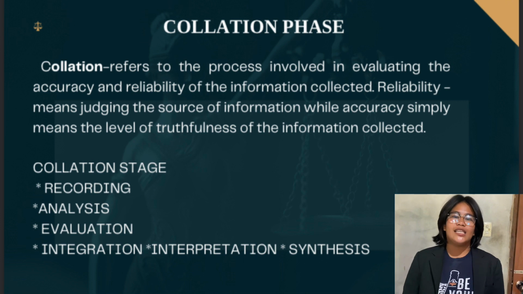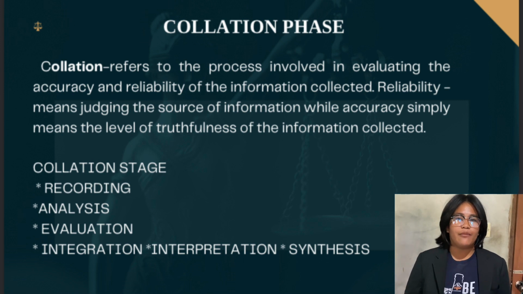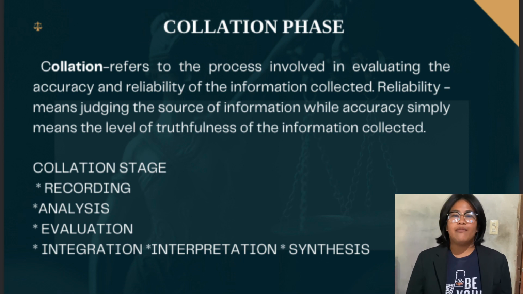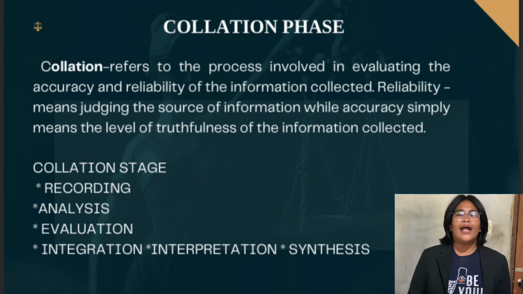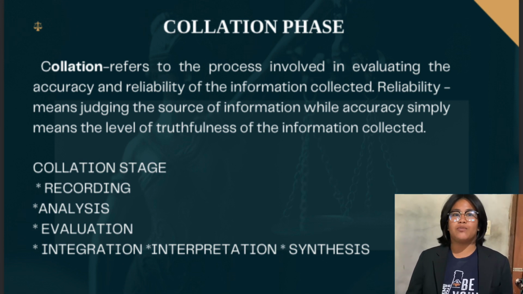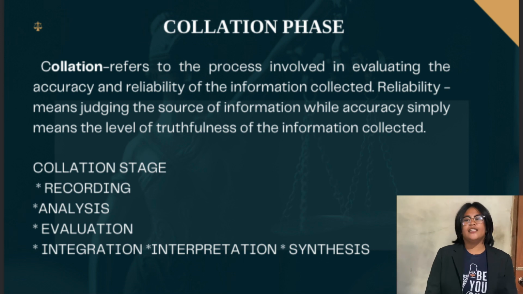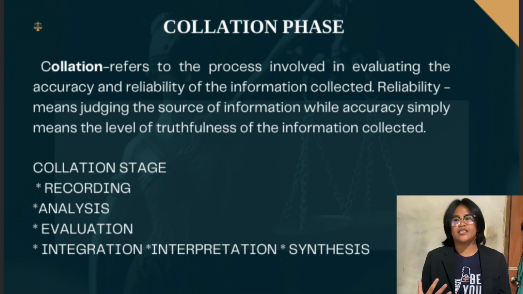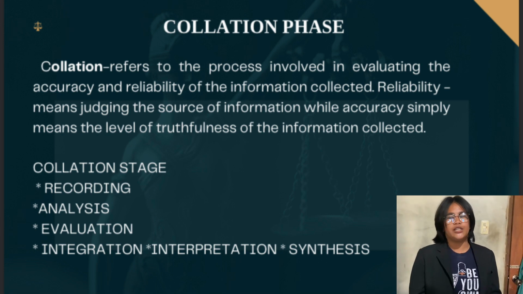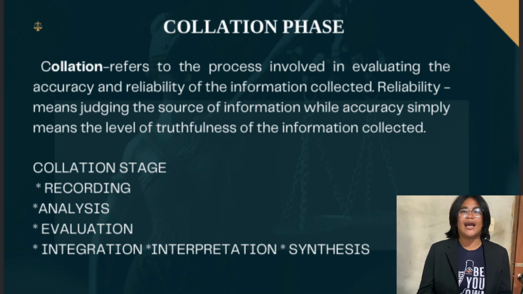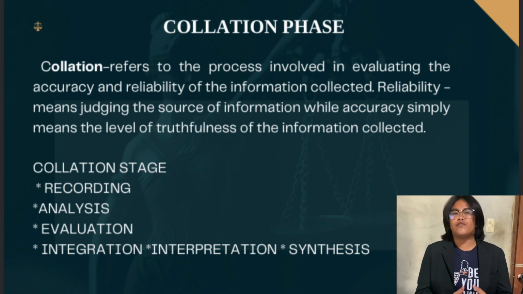Collation phase. In the intelligence cycle, collation refers to the process involved in evaluating the accuracy and reliability of the information that has been collected in the collection phase. Reliability means judging the source of information, while accuracy simply means the level of truthfulness, or how true the information collected is. All collected information will undergo the collation stage, such as recording, which refers to the systematic sorting of all documented information and presenting it either in writing or some other form of presentation so that it can be analyzed and studied for the future.